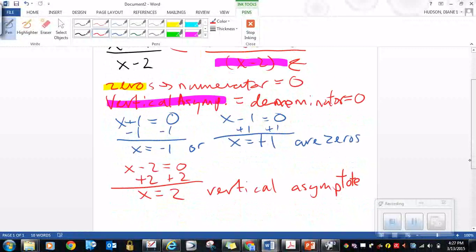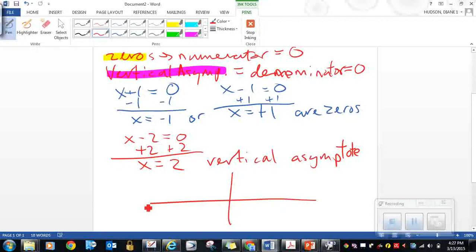Now, how does this help me to graph? Well, I'm going to make my graph here. Now, I know I have some zeros at x equals negative 1 and x equals positive 1. Zeros, roots, and solutions are where any graph will cross the x-axis. So it's going to cross the x-axis here at x equals negative 1, and it's going to cross the x-axis here at x equals positive 1. I also know I have a vertical asymptote at x equals 2. So we'll make that one blue. Okay, so my vertical asymptote is going to be here.